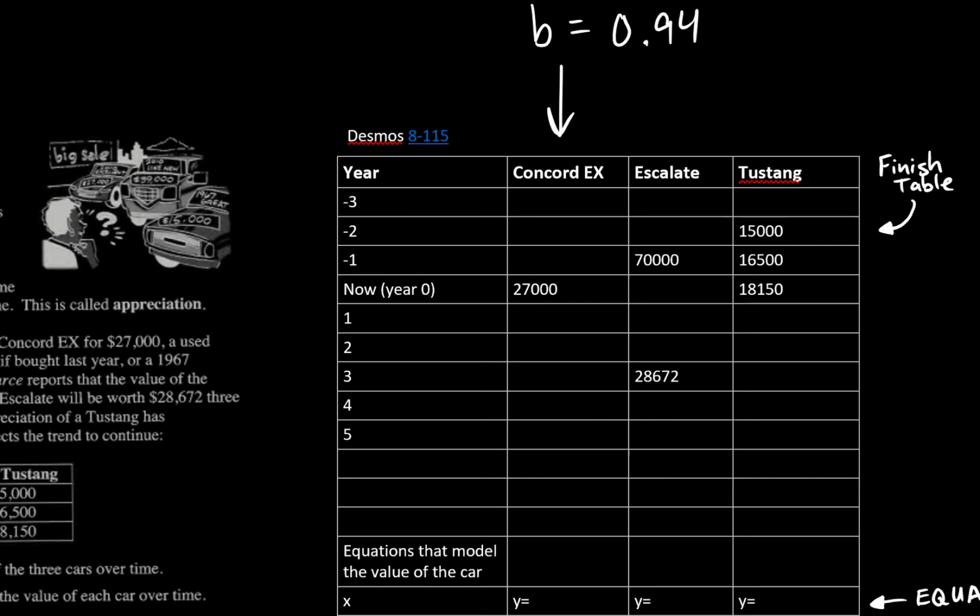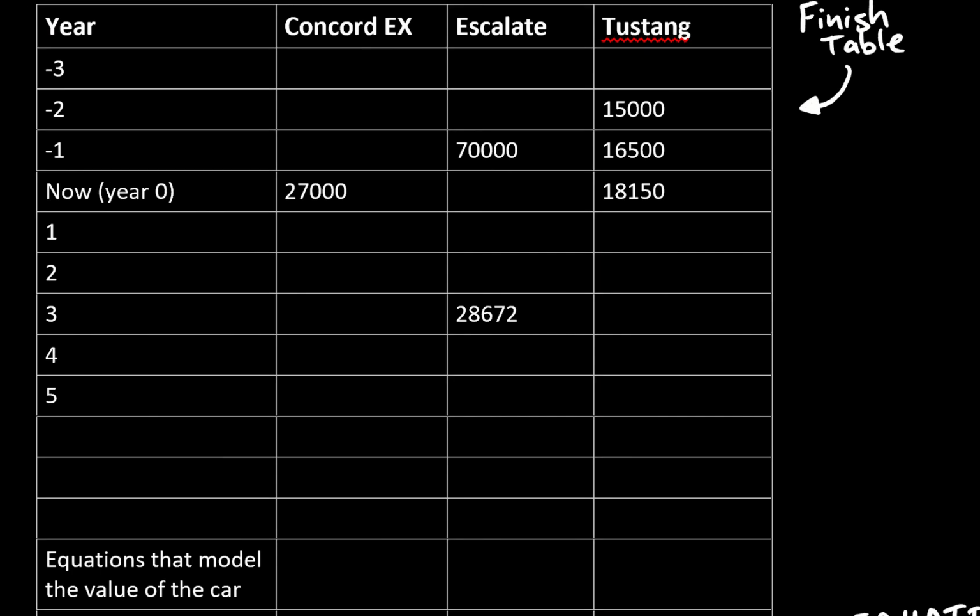The Escalade and the Mustang are going to be a little bit more involved. I will point out that if I start with $70,000 and I multiply that $70,000 by some value B 1 time, 2 times, 3 times, 4 times, right? So $70,000 times some B to the 4th power is going to equal $28,672. That's interesting. 70,000 times B to the 4th is $28,672. How do I solve that for B to the 4th?